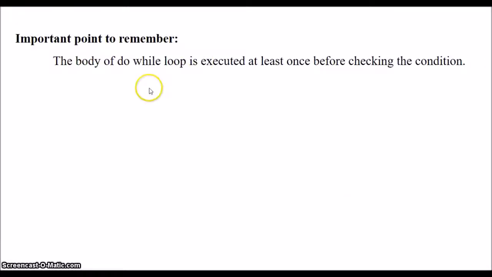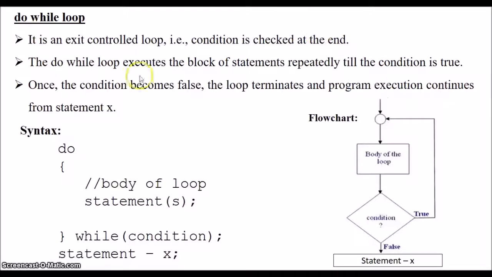One important point to remember here is the body of the do while loop is executed at least once before checking the condition. So here this set of statements within the body of the loop is executed a minimum of one time. At least once all these statements are executed before the condition is checked. As soon as the control enters into the body of the loop, all the statements within this loop are executed. When we are exiting from the do while, the condition is checked here. So a minimum of one time all the statements within the body of do while are executed.